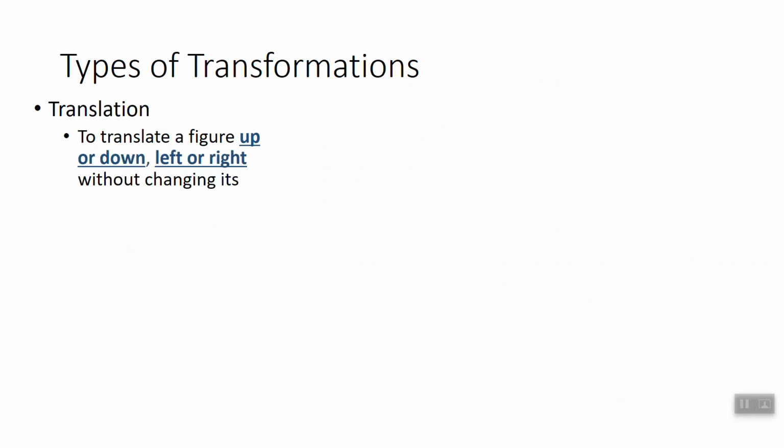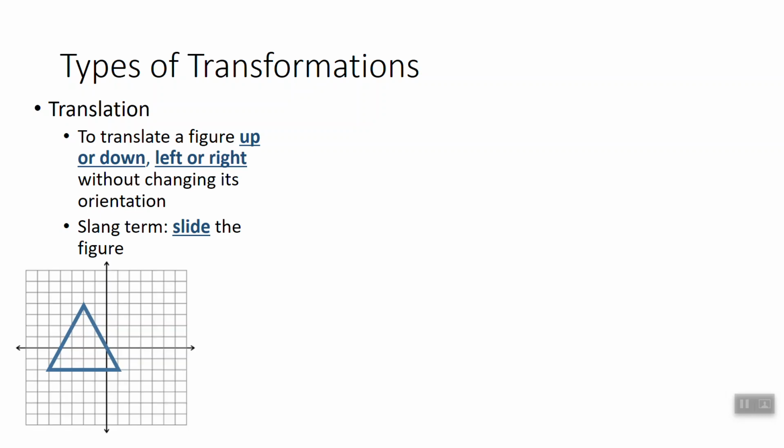To translate a figure is to move it up or down, left or right, without changing its orientation or the way that it's facing. The slang term we will use is to slide the figure. So for example, we take this blue triangle, ABC, and slide it to be a new triangle, A prime, B prime, C prime. We can then count how far away it went. So for example, the bottommost right vertex moved 1, 2, 3, 4, 5, 6 spaces to the right, and 1, 2, 3 spaces up. So I can describe the translation as x plus 6 and y plus 3.